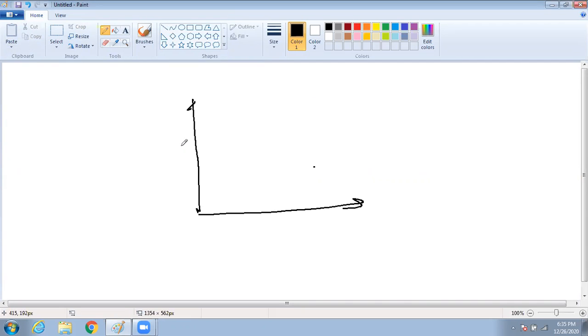What is the graph of friction? It shows how the friction acts, sir. Yes.